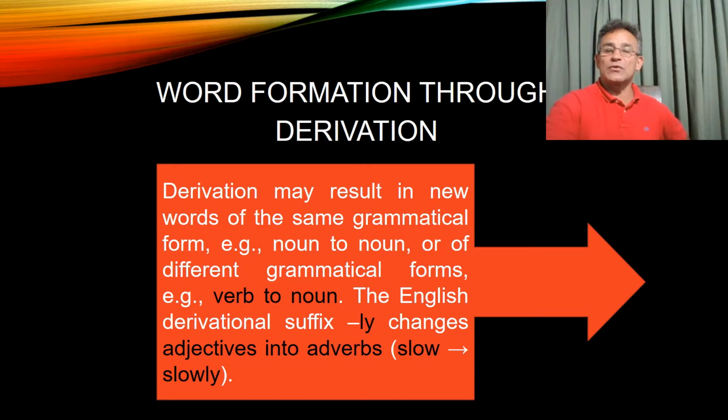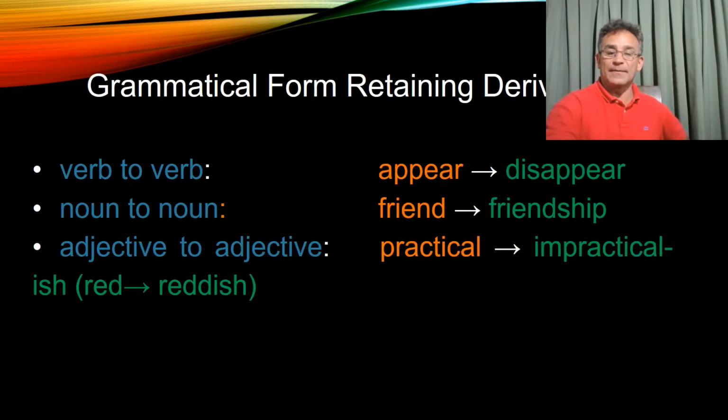The word formation through derivation. Derivation may result in new words of a different grammatical form, noun to noun, verb to a noun, adjectives into adverbs, like in slowly, when we add the suffix "ly." Those are grammatical forms that retain derivation.